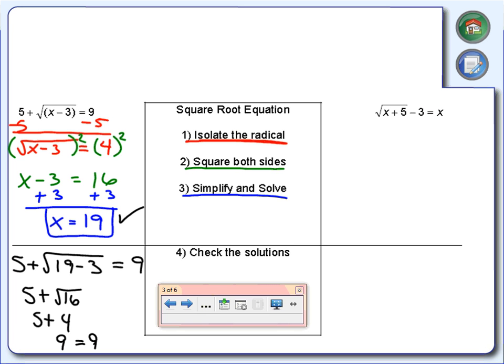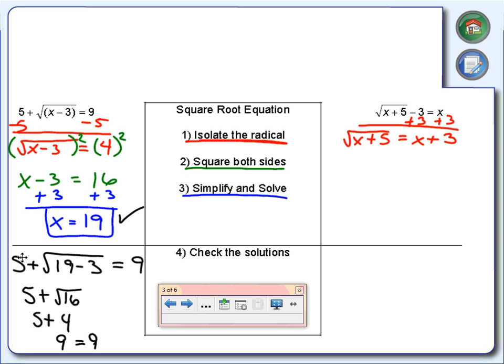Now let's look at the other one on the other side. This one's a little bit different. The first thing we have to do, just like the first one, is isolate the radical. So the first thing we're going to do is move the 3 to the right-hand side. So I've got the square root of x plus 5 equals what? What do you get when you add x plus 3? When you add an x and a 3, you get x plus 3.